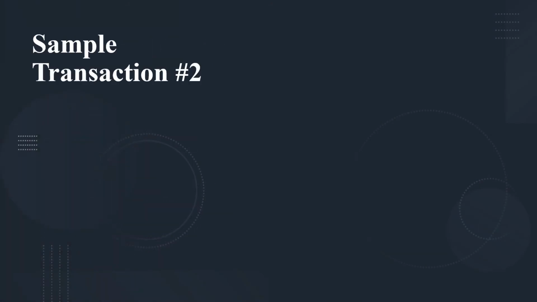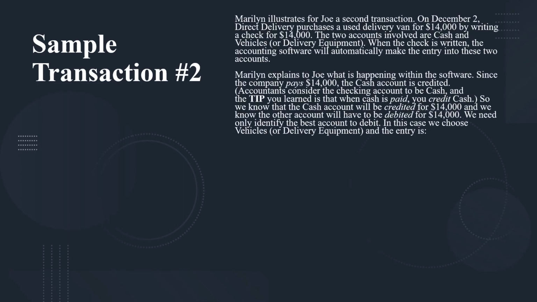Sample transaction number 2. Marilyn illustrates for Joe a second transaction. On December 2nd, Direct Delivery purchases a used delivery van for $14,000 by writing a check for $14,000. The two accounts involved are cash and vehicles or delivery equipment. When the check is written, the accounting software will automatically make the entry into these two accounts. Marilyn explains to Joe what is happening within the software.